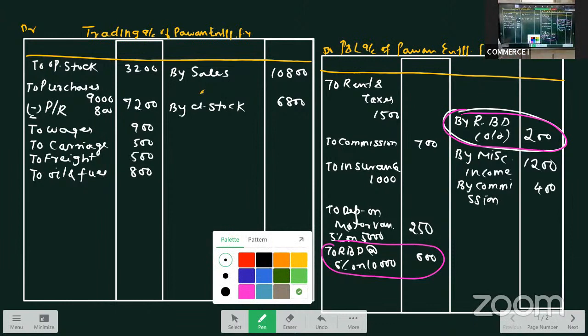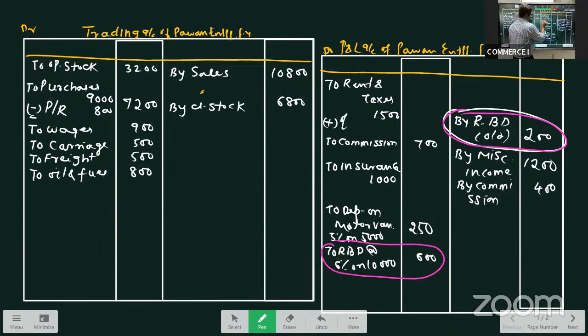Then outstanding rent. Outstanding rent, we will add to rent, and then show it as a liability. Prepaid insurance, we deduct from insurance and show it as an asset. Prepaid insurance, how much is it? 300.